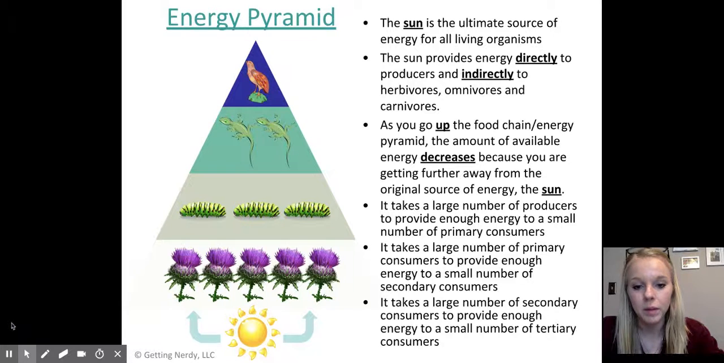As you go up the pyramid, the amount of energy decreases because you are getting further away from the sun. Energy pyramids also illustrate something called biomass, which is the total amount of organisms at each level. As you travel up the pyramid, biomass also decreases. It takes a large number of producers to provide enough energy to sustain a smaller number of primary consumers, and so on. There are fewer organisms at the top of the pyramid than there are at every other level.